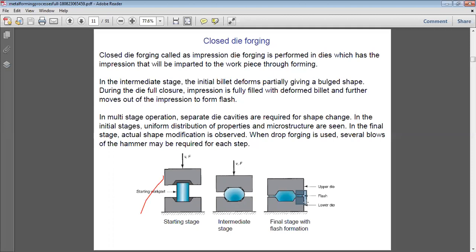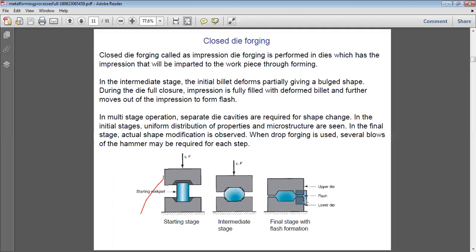So when we are going for multi-stage operations, we need separate die cavities for each shape, because the shape has to be changed in stages. For example, if we have to provide steps, or an inclined surface, or a stepwise profile like 1, 2, 3 steps, then it will be done in stages.